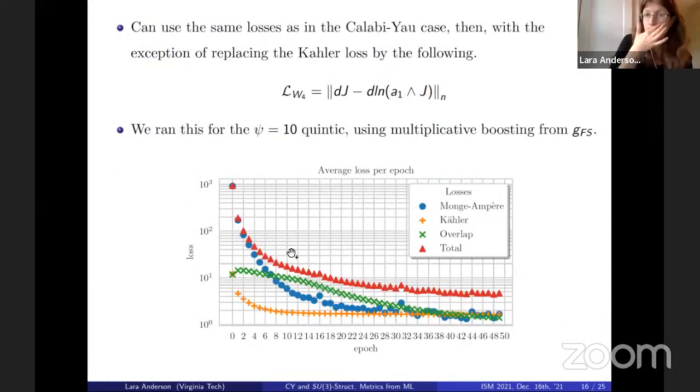Let me skip this and just go straight to the result. So what we find is that we use the same losses as in the Calabi-Yau case, except an overlap loss. I've still labeled this chirality in this plot, this is wrong. Instead of chirality, we impose the particular torsion classes that we had chosen. And what we find is that we can find an approximation to that solution very readily using the neural network. So this gives some indication that if you were to run this for an explicitly chosen set of torsion classes, or to run it to find torsion classes, you may be able to train to solutions, even ones that you did not know ahead of time.